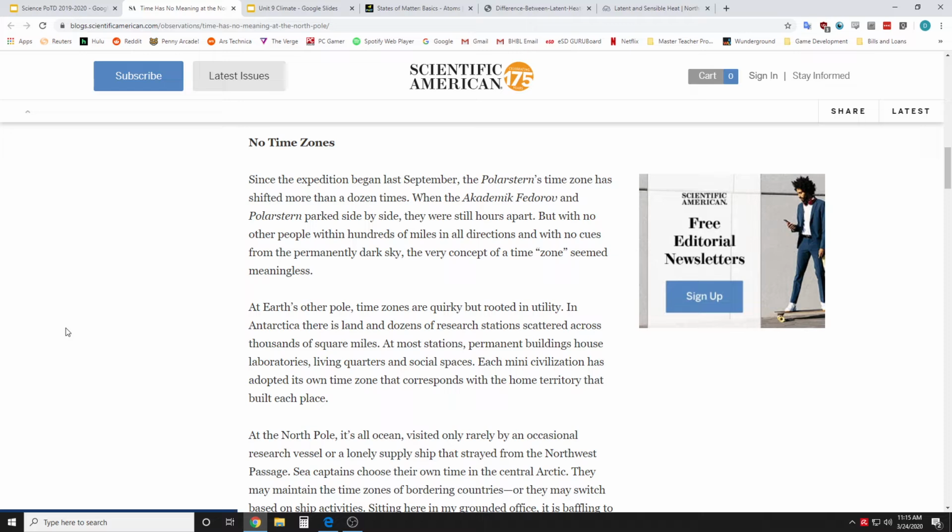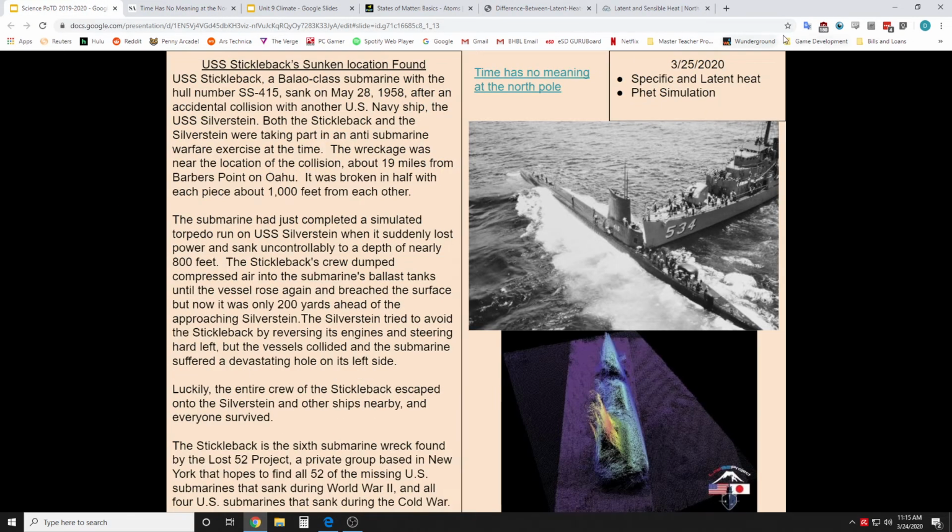It's a very quick read. It was a pretty good article. No real pictures attached to it, so it's not really picture of the day, but I put the link up here in the slide, just in case you wanted to go take a look at that one. I thought that was a pretty good article. Besides that, though, we will move on.